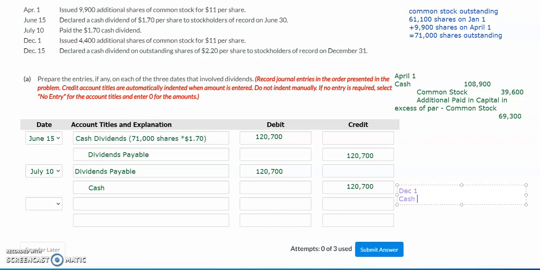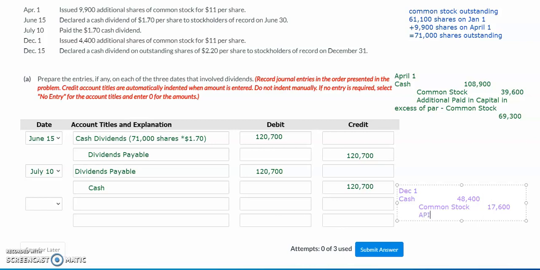We're going to debit cash. And the amount that we're going to debit cash is going to be 4,400 shares times $11 per share. That's the market price per share. So it's going to be 48,400. We're going to credit common stock by taking the number of shares times the $4 par value. So 4,400 times 4 gets us 17,600.